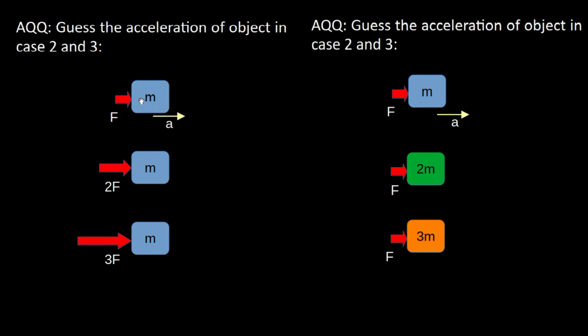So this is case 1, case 2, case 3. The question is we need to figure out the acceleration in case 2 and case 3. In the first case, let me explain the scenario. The mass is the same. The forces are different. You need to tell which will have what kind of acceleration. If this is A, what will be the acceleration in case 2?